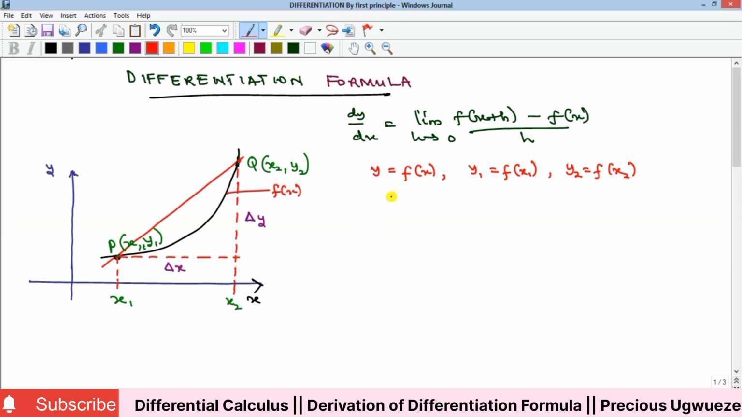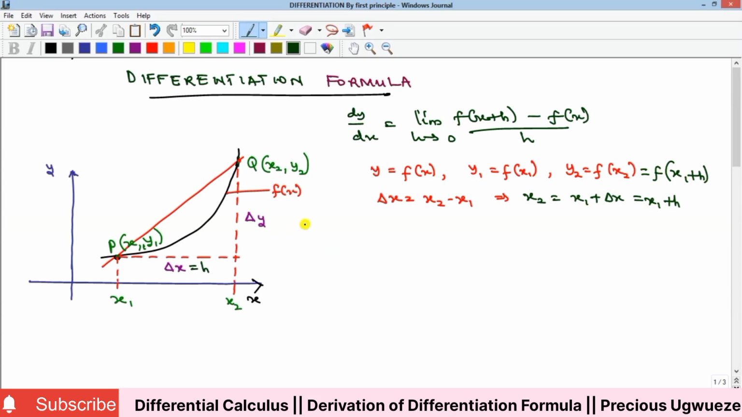You can actually see that change in x is equal to x2 minus x1, and so from here we see that x2 alone is equal to x1 plus change in x, and this change in x is what we also call h here. So I can write this as x1 plus h. And the implication is that since my x2 is x1 plus h, I can write f of x2 as f of x1 plus h.